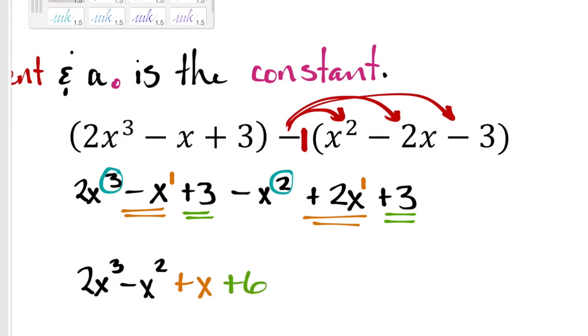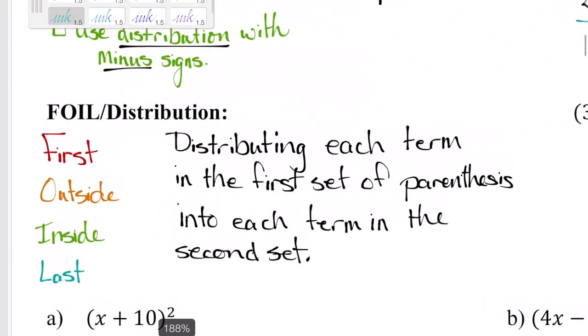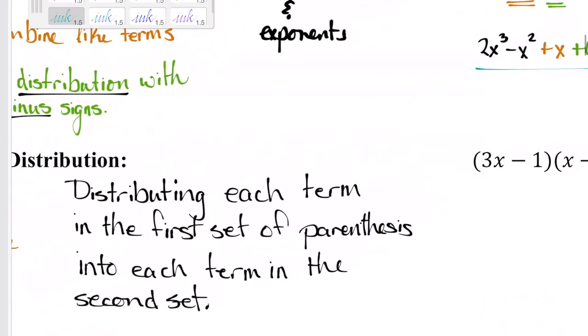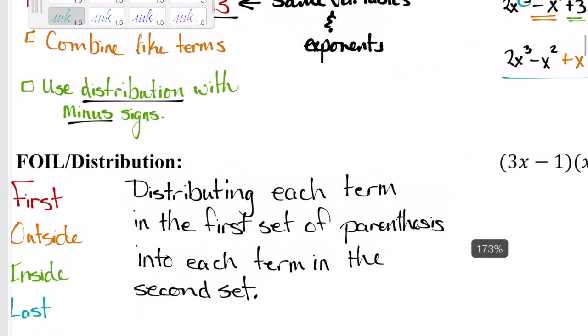I don't have any more like terms, so this is as far as I can go. Our next bit, whenever we're multiplying two binomials, or really it doesn't have to be binomials. It's also trinomials, so things with 3 terms, 4 terms, it really doesn't matter. So anytime we're multiplying, we got some parentheses there.